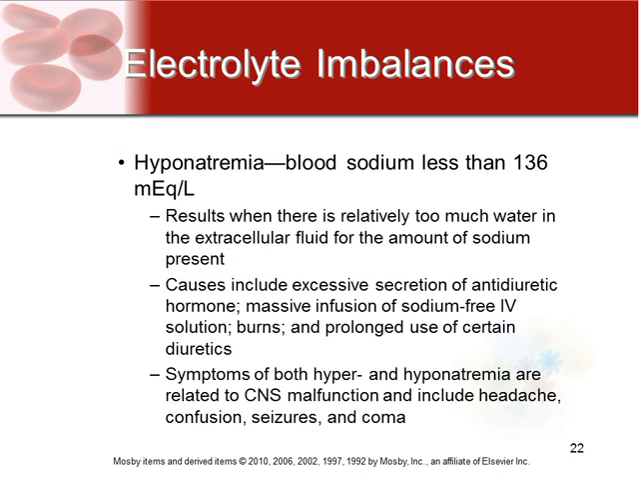And then on the opposite end of the spectrum, we can have hyponatremia. So hyponatremia is a low blood sodium, and that's below 136. And that normally happens when there's too much water and not enough sodium. So some causes for that would be if there's an excessive secretion of the antidiuretic hormone because you're excreting too much at that point.